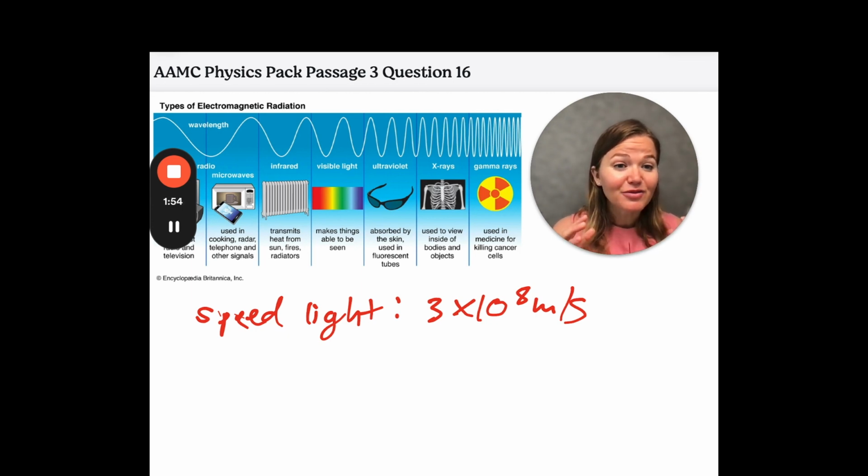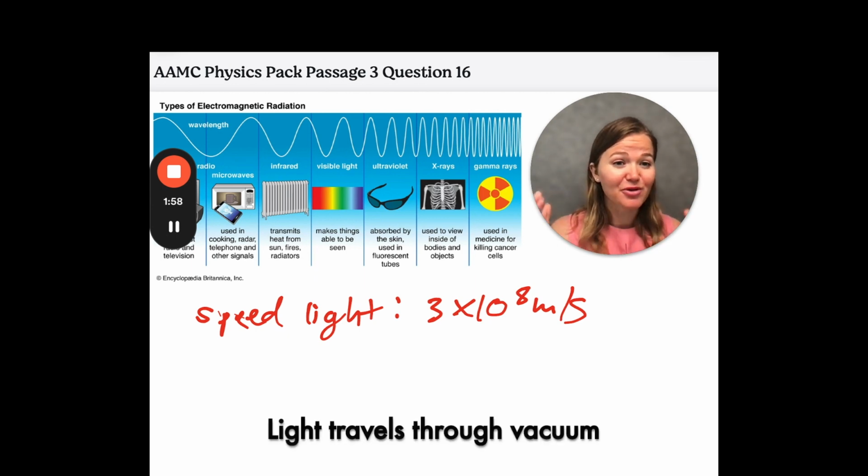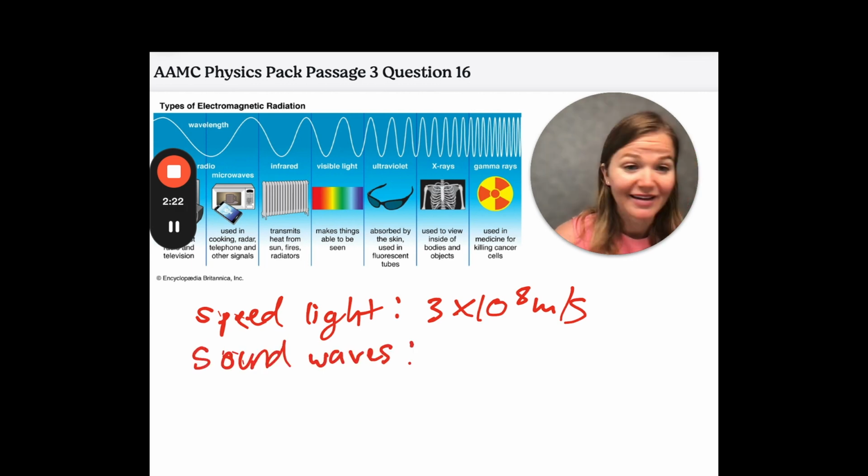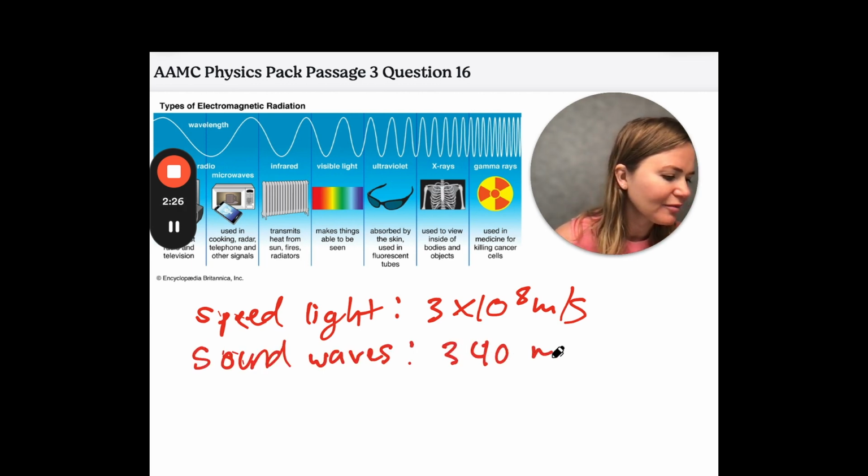And the speed of light is always 3 times 10 to the 8 meters per second because light is traveling through a vacuum. To simplify, you can just think of a vacuum as nothingness. So if something's traveling through nothingness, it's always going to travel at the same speed, right? Now, notice that on the other hand, sound waves are not on this spectrum because sound waves are different than light waves. Sound waves at room temperature are going to travel at about 340 meters per second.